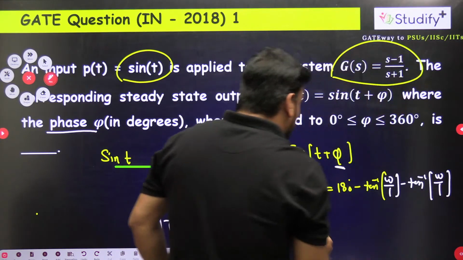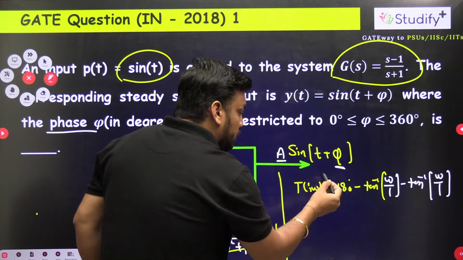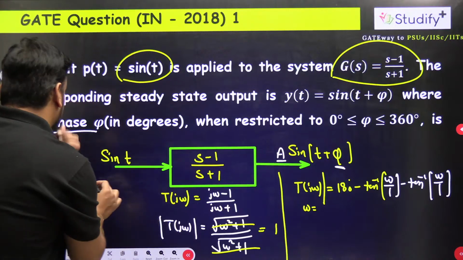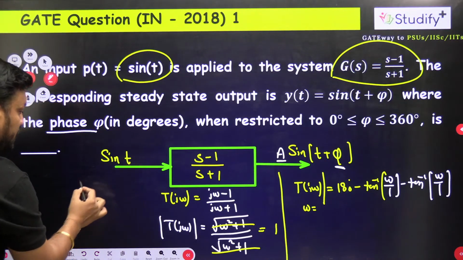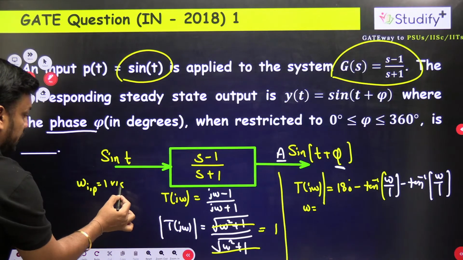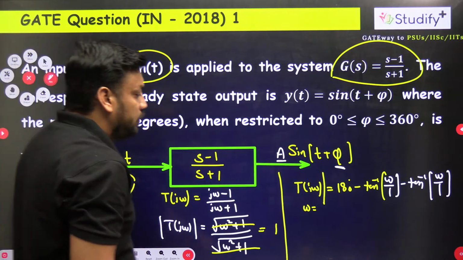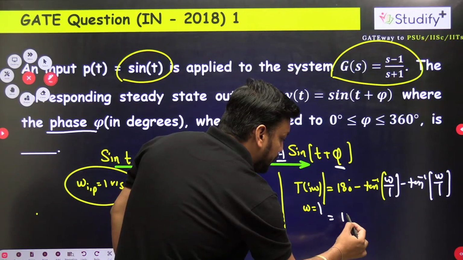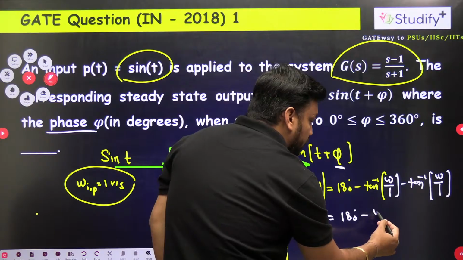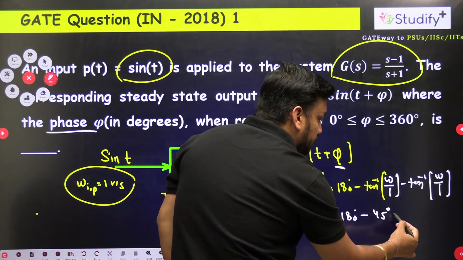Now tell me guys, you are looking for phi. So you can find phi, angle of t j omega, at omega input. What is omega input? Don't you think sin omega t multiple is 1 only? So omega input value is given to us 1 radian per second. Once you put omega equal to 1 in this angle equation, you should get 180 minus tan inverse 1 by 1, which is what? 45 degree. And here also tan inverse 1 by 1, 45 degree.